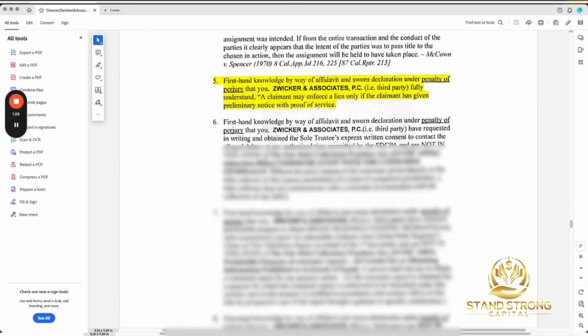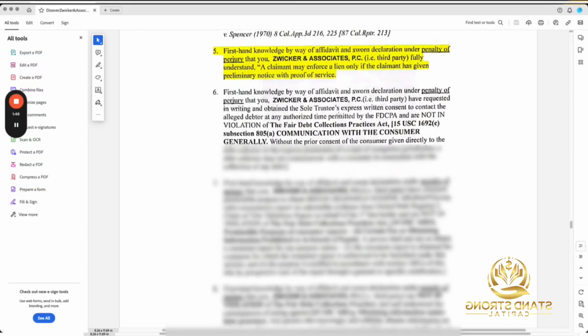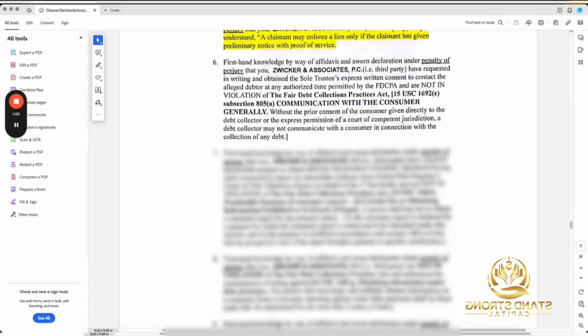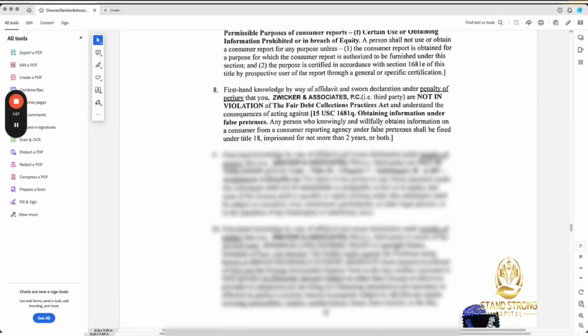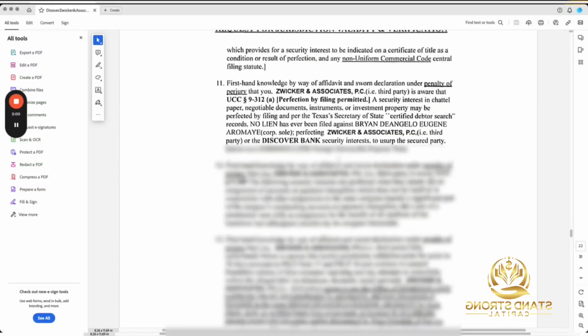Now, here we go right here. First-hand knowledge by way of affidavit and sworn declaration under penalty of perjury that you, Zickwicker and Associates PC, an example third party, fully understand a claimant may enforce a lien only if the claimant has been given preliminary notice with proof of service. Okay. See, they're not going to attest to none of these things under the penalty of perjury. Why? Because they don't have first-hand information.